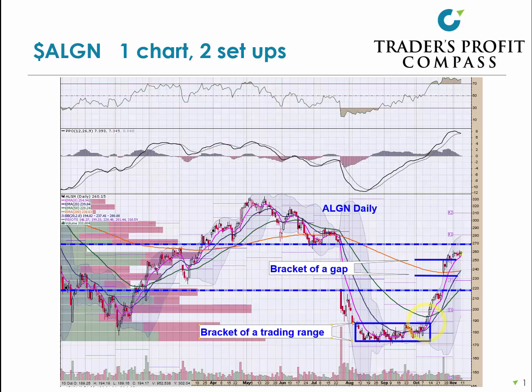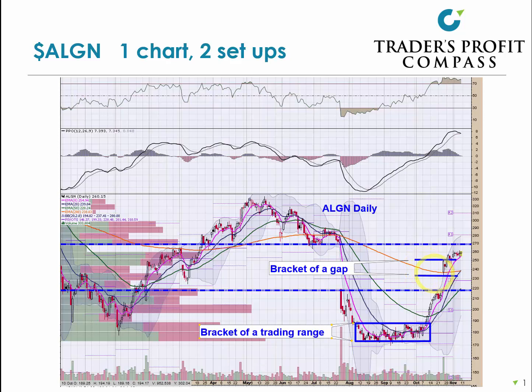So you would have gotten long here on a top side breakout of that trading range, and then most likely held it until here. Now, I don't personally hold stocks through earnings, so if I were in this trade, I would have exited here because this gap was due to earnings. So I would have been out. The stock had earnings, then it gapped up again. And what's really neat about this setup is it gapped up right into the middle of the range of this open gap over here.